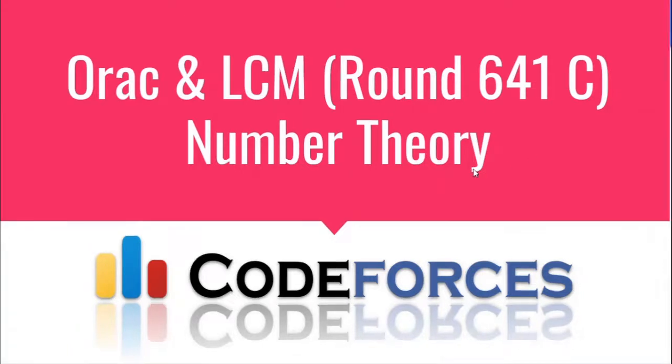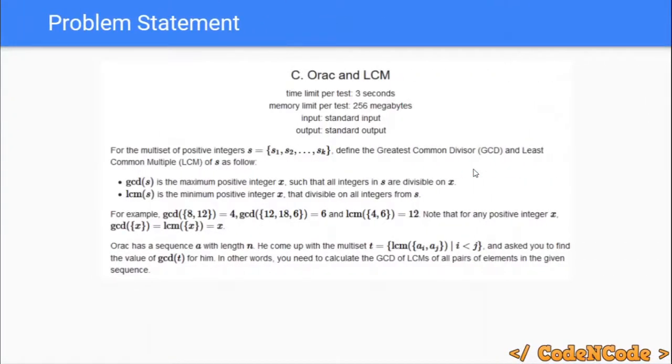So the problem is we are given an array of integers of length n, and there are n integers in the array, and then we have to create a new multiset. You can consider it as a new array T such that each element of the array T is equal to the LCM of every pair from the first array, the input array. And then after you have the T array, you have to find the GCD of that.